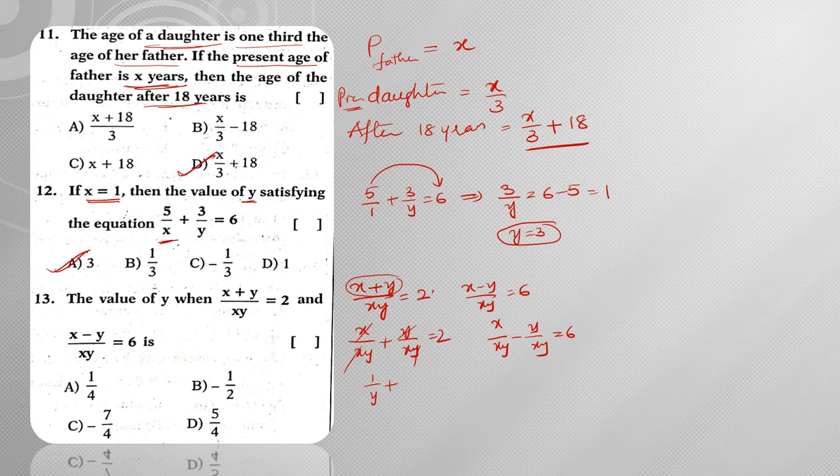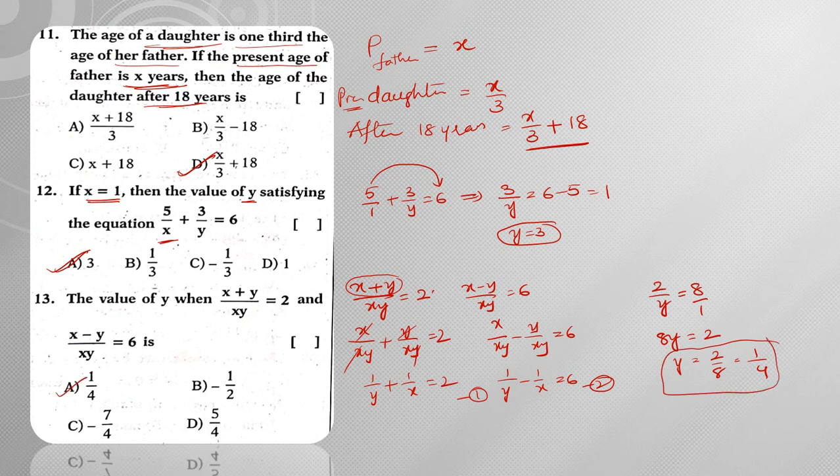So this becomes 1 by y plus 1 by x is equal to 2. Here 1 by y minus 1 by x is equal to 6. Now let this be equation number 1 and this be equation number 2. Adding 1 and 2, what am I going to get? 2 by y is equal to 2 plus 6, which is nothing but 8. So from this, 8y is equal to 2, y is equal to 2 by 8, which is nothing but 1 by 4. So y is equal to 1 by 4 is my answer.